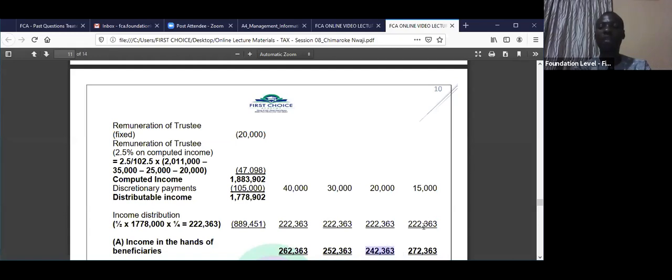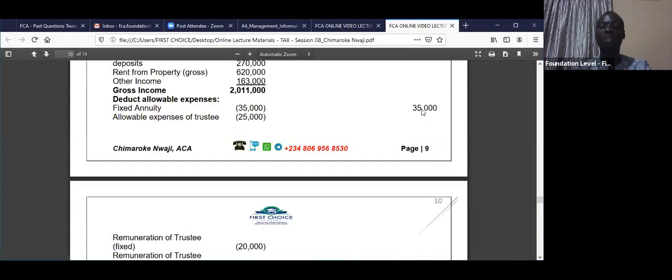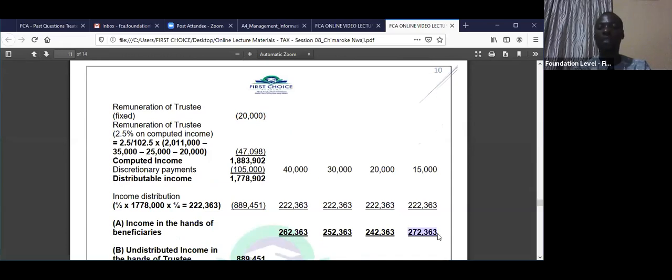This one took three things. It took income, it took discretionary payment, and he took fixed annuity. So these three, add them together, you get this. They are taxable in his hands. So if you want to charge them to tax, all you need to do is start looking for the first 300, the next 300, the next 300, as the case may be.